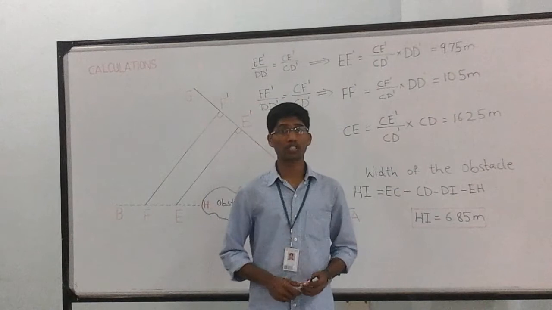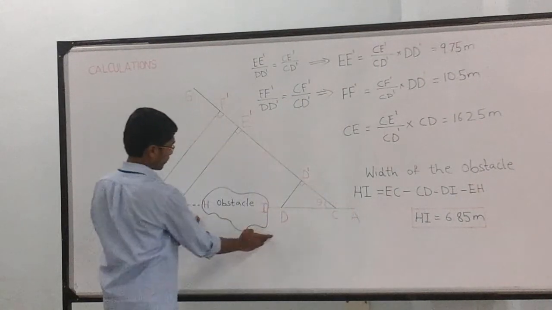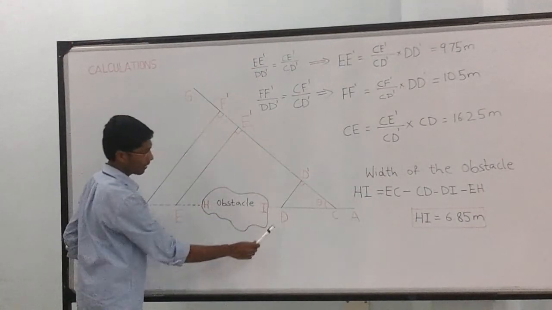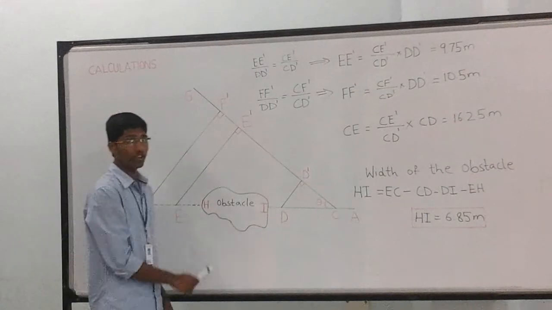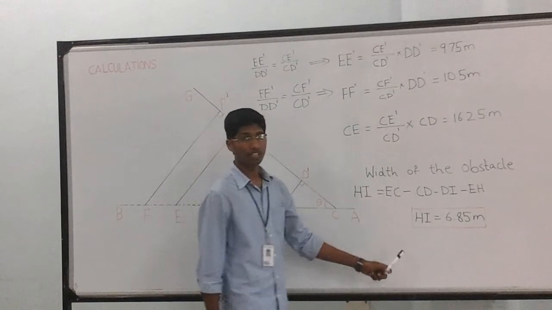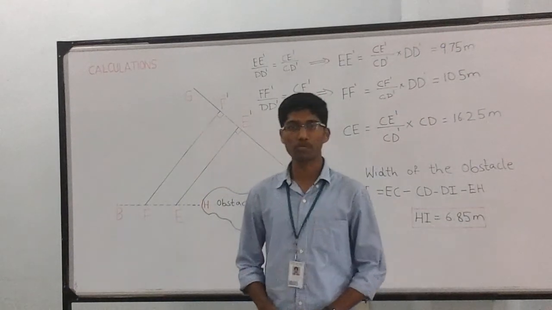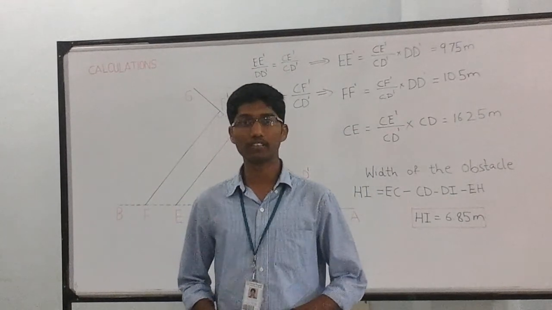The width of the obstacle can be found by using the formula HI is equal to EC minus CD minus DI minus HE. By substituting these values in this formula, we get the width of the obstacle HI as 6.85. So this is the method to calculate the width of the obstacle by the oblique method in chain surveying. Thank you.